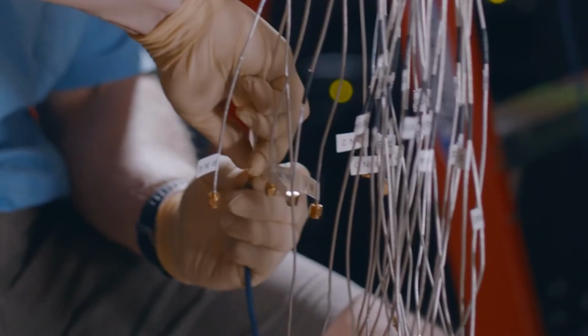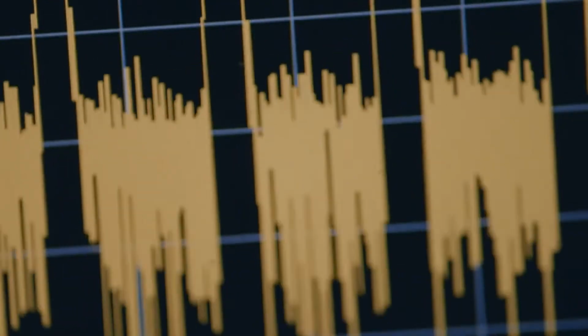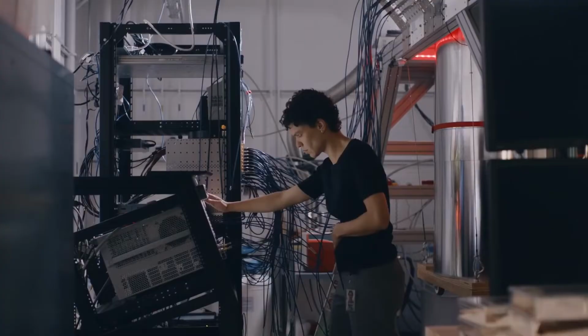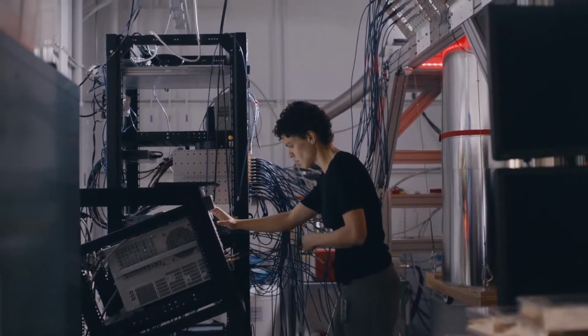Do you know about quantum computing? We are talking about a technology that takes advantage of the laws of quantum mechanics to solve problems that are too complex for traditional computers. In this video, we'll tell you everything you need to know about quantum computing.